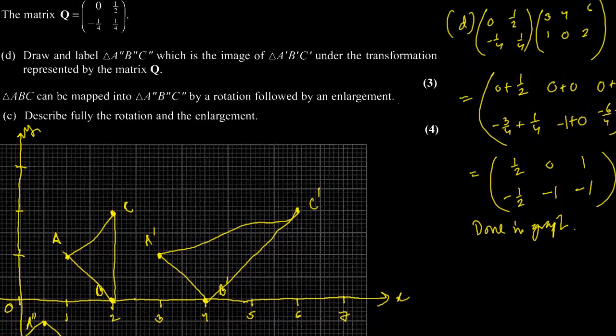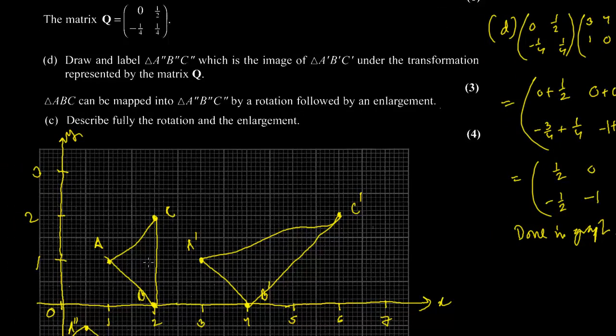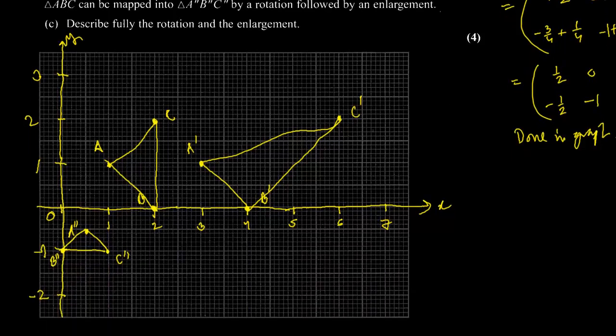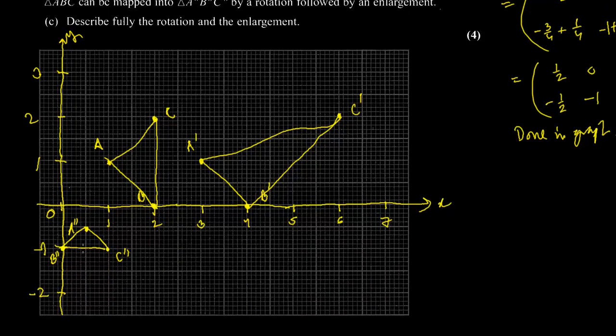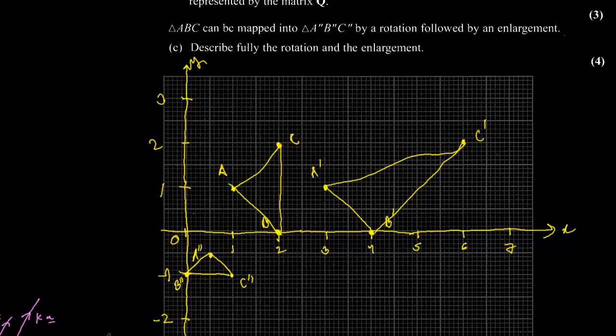Okay. So the next question is triangle ABC can be mapped. Triangle ABC, this first triangle, can be mapped into triangle A double prime, B double prime, C double prime by rotation followed by an enlargement. So what they're saying is that from this triangle you can directly get to this triangle, from this to this, by doing two transformations. They're saying first you have to do a rotation and then you have to do an enlargement. Describe fully the rotation and the enlargement. That's the question. So let's take a look at our options. So this is what we have.